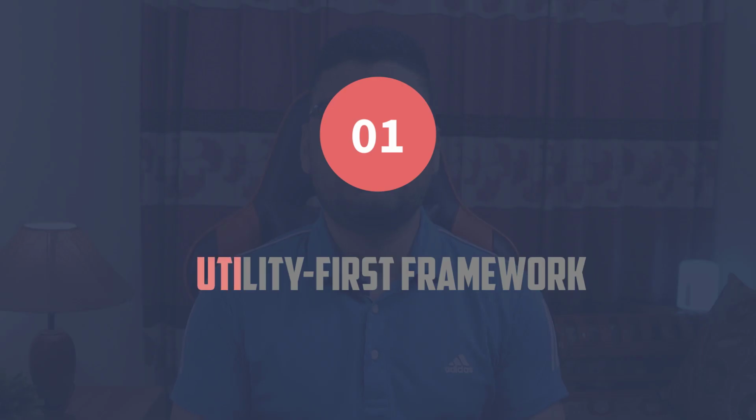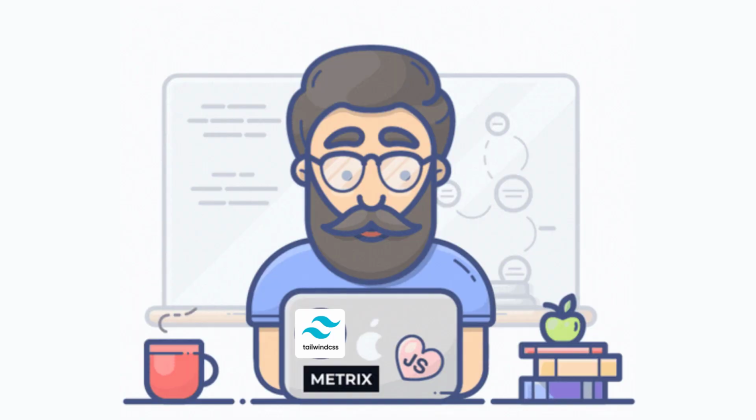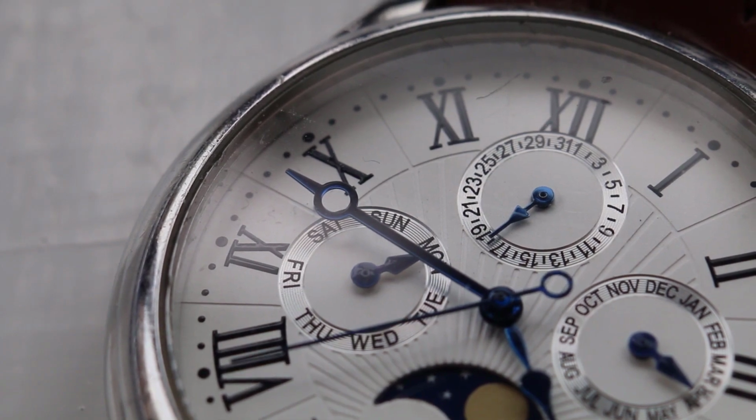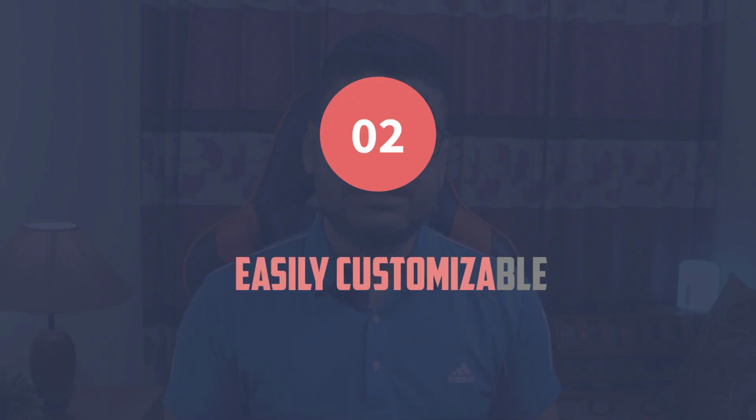Let's find out. Number 1. Utility first framework. You can write CSS without leaving HTML. But it doesn't mean you are writing inline or internal CSS. You are writing Tailwind CSS, and that's the beauty of Tailwind CSS. If you work with Tailwind, in that case you will only work on the HTML file, and you don't need to move between the CSS file and the HTML file. You do not need to invent new class names, so you don't need to remember your class names. So if you work with Tailwind, you can complete a project faster as well as code productively.